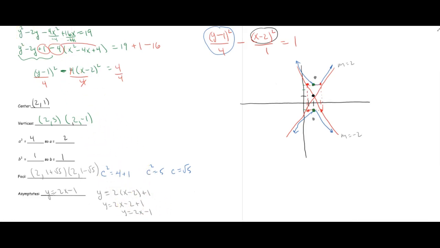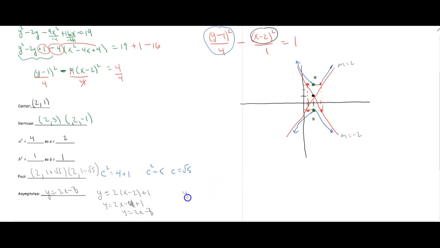Excuse me there. Let me rephrase that. When I distribute that 2, this is going to be 2x minus 4, which makes this 2x minus 3, because -4 plus 1 is -3.